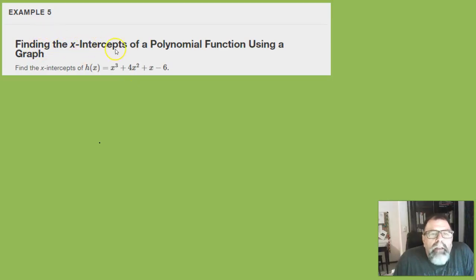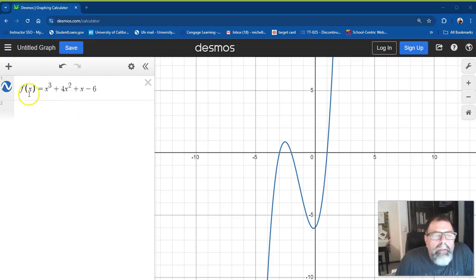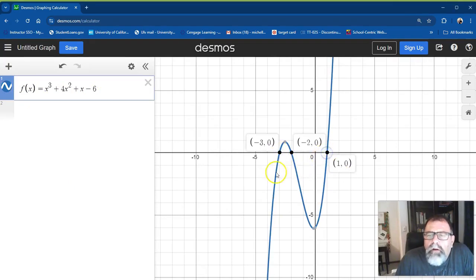Example 5, finding the x-intercepts of a polynomial function using a graph. So if I give you the graph, or if you go to Desmos and type this in, you can see what the x-intercepts are. So let's do that. Okay, so I typed the function into Desmos, and then I can just click on it and it'll tell me what the x-intercepts are. So obviously that's a nice, easy way to do it.